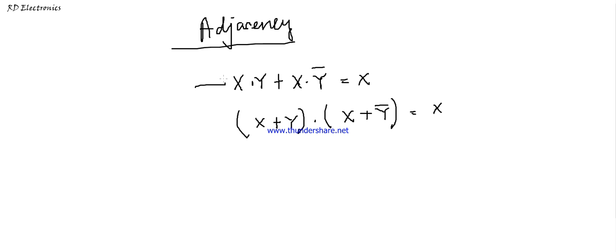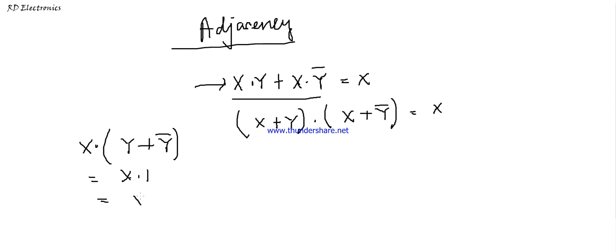So how to prove that? In the left hand side, we have the common term x. So in the bracket, the term is y plus y bar. So what is the value of y plus y bar? That is equal to 1 from the previous theorem. So that is x dot 1, or x and 1. So what is the value of x and 1? This is equal to x.